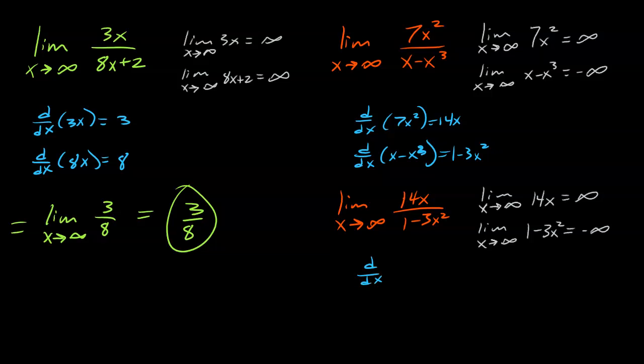So if you take the derivative once and it's still an indeterminate, you can keep taking the derivative of top and bottom at the same time until you get an answer that is not an indeterminate.